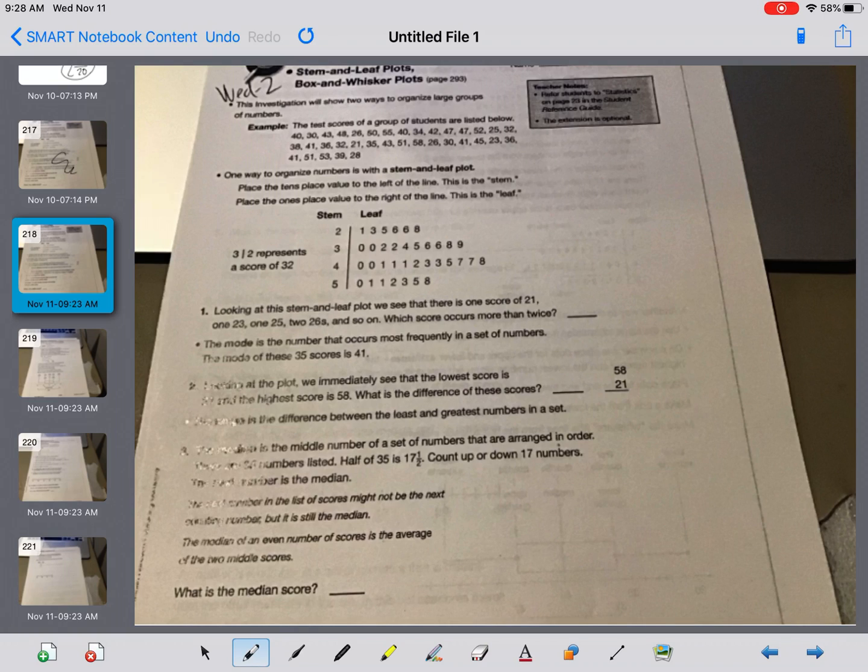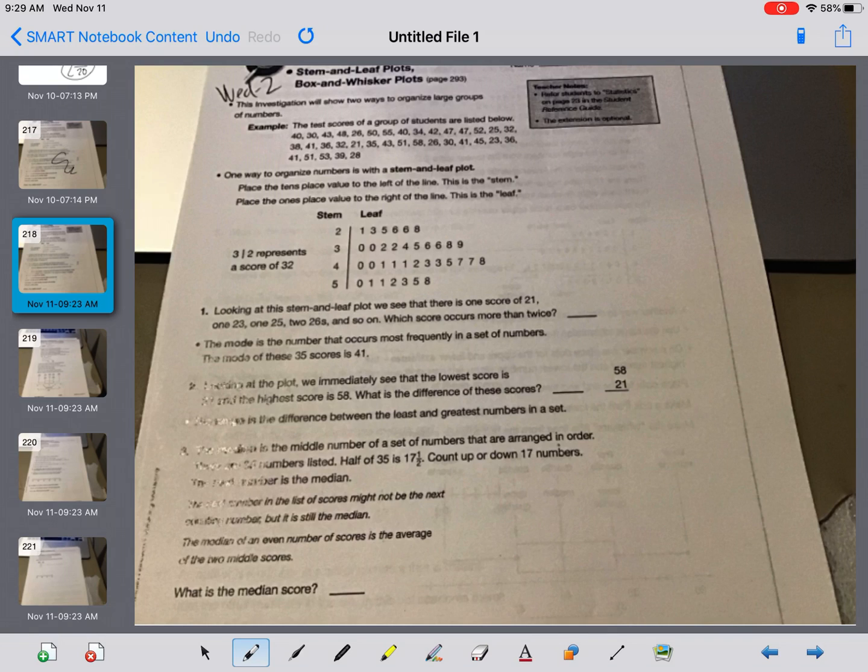We're going to hope this works with me talking over your piece of paper here, and we'll try to get the work done. Today we're going to talk about stem and leaf plots and box and whisker plots. I'll just follow along at the top. It says this investigation will show two ways to organize a large group of numbers. They gave you an example of the test scores. You see all those numbers there.